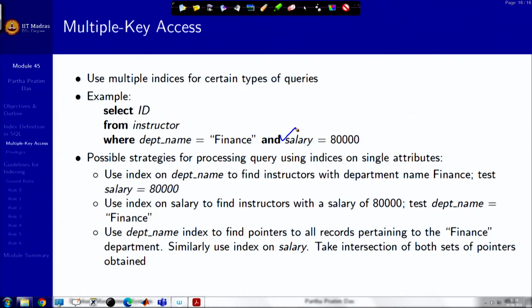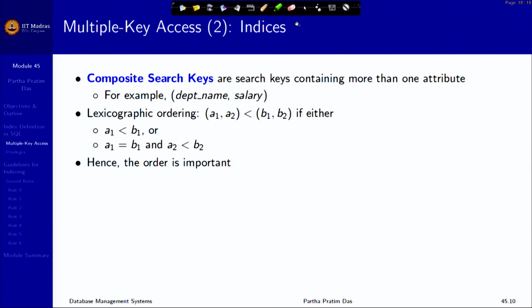Alternately, you could have an index on salary to find the instructors with salary 80,000 and then test for the department name, right. Or you can use the department name index to find pointers to all records pertaining to finance, and similarly use the index on salary. So, the intersection of both sets is the set of pointers obtained, right. So, these are the different kinds of possibilities when you have multiple such keys.